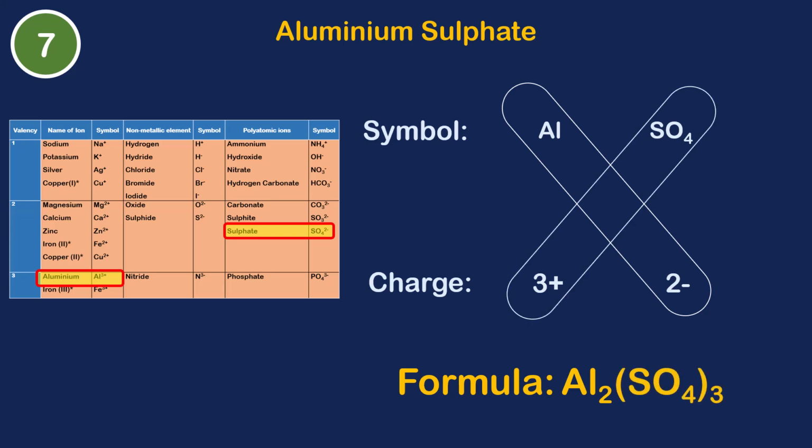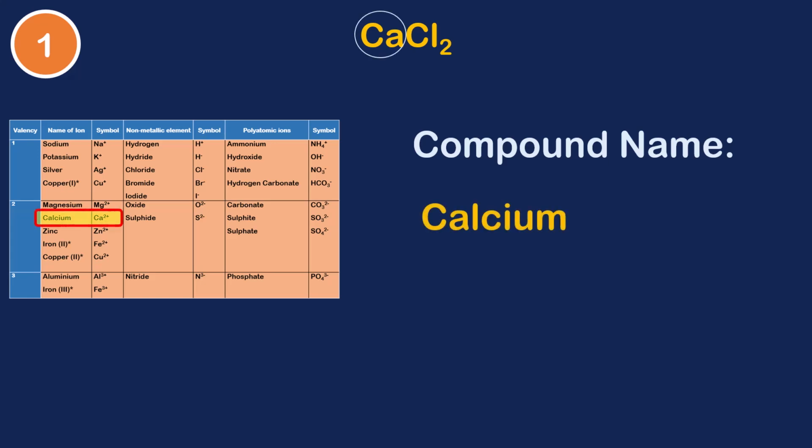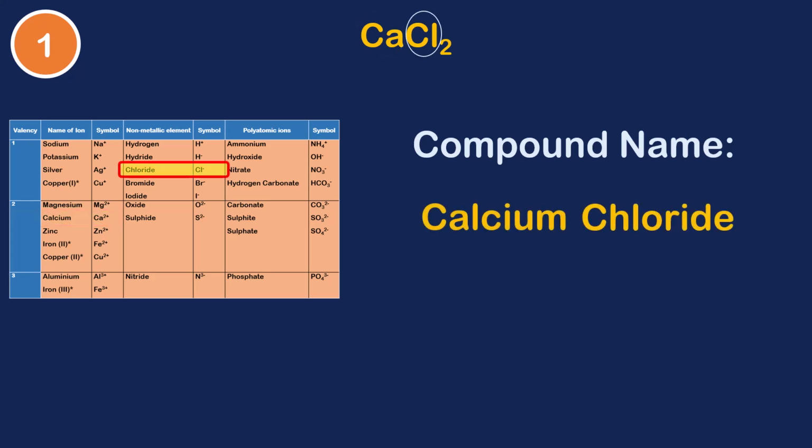Okay, what about the reverse situation? Can you name a compound by looking at the chemical formula? Let's give it a go. CaCl2. Ca is calcium and Cl is chloride. So the compound name is calcium chloride.